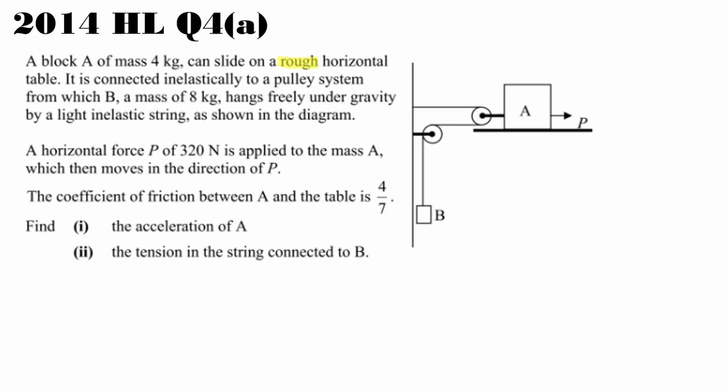So the first thing we always want to do is understand what way this system is moving. They tell us in the question that a horizontal force P of 320 newtons is applied to mass A, which then moves in the direction of P. So that's really important for us to note. This force is going to cause a movement of A to the right, meaning that B is going to have to move.